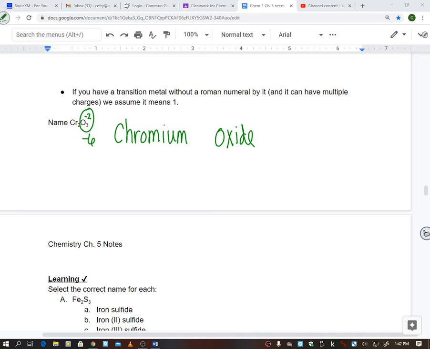Now look, we have 2 chromiums. So what does chromium have to be to have a +6 total charge? Well, it has to be a +3. Now look, this is +6. So this is chromium 3 oxide.